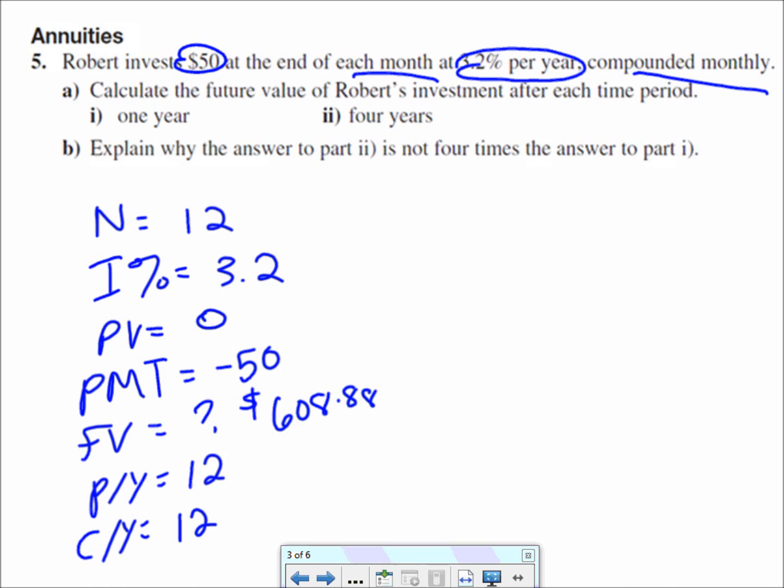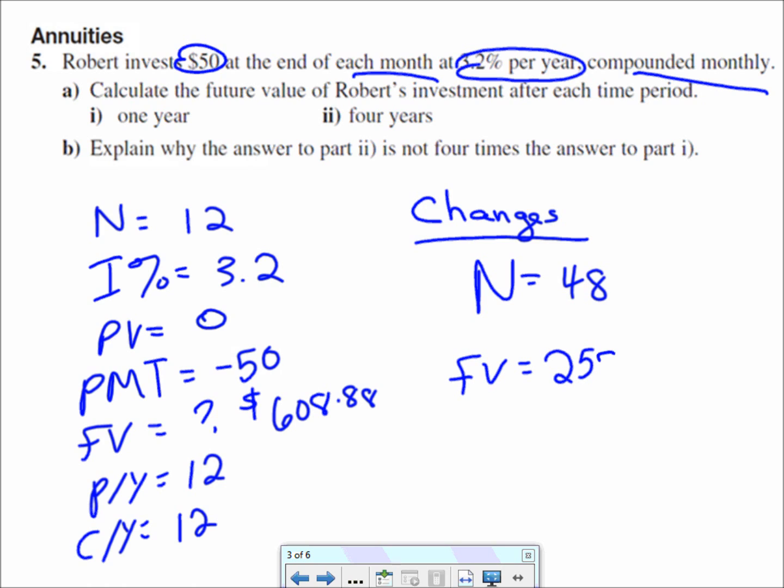Okay. I think on the last page there are answers to this, like on the back of it. So for 5A, what's the FV? 608.88. Yeah. Okay, for the next one now, the only thing that changes, N is now 4 times 12, right? So we're now looking at 48 as our N, and everything else stays the same. And I got my future value to be $2,556.74.